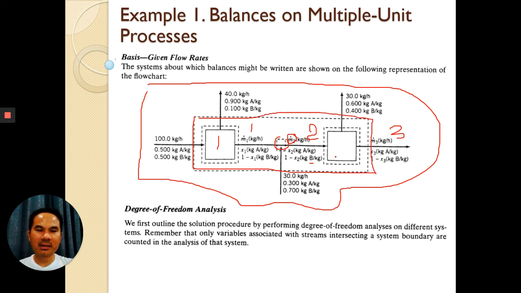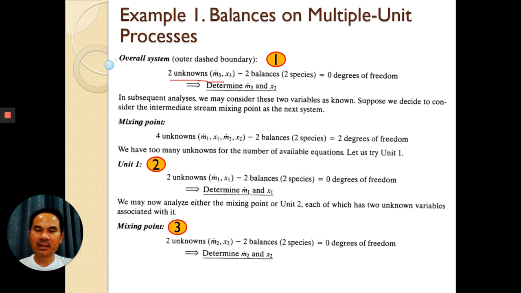You count the unknowns. For the overall system, we have only 2 unknowns, M3 and X3, and we have 2 species, A and B, so you can use 2 independent equations. The degree of freedom is equal to 0. For the overall system, you can balance on A and on B, and then solve for M3 and X3, because the degree of freedom is 0.